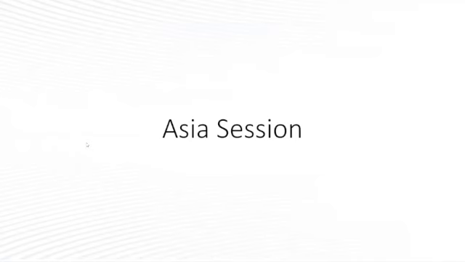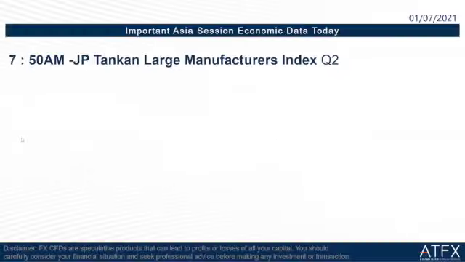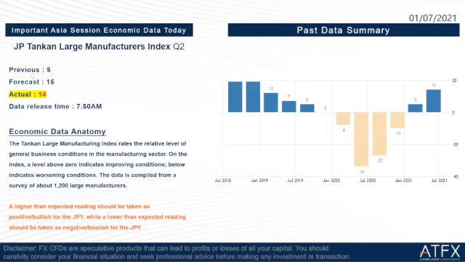When it comes to the important economic data today for the Asia session, we have to take note of the JP Tankan Large Manufacturers Index quarter two. The previous reading is 5 and the forecast reading is 15. The actual reading is 14, slightly lower than the forecast. So the Japanese yen should be taken as negative or bearish.